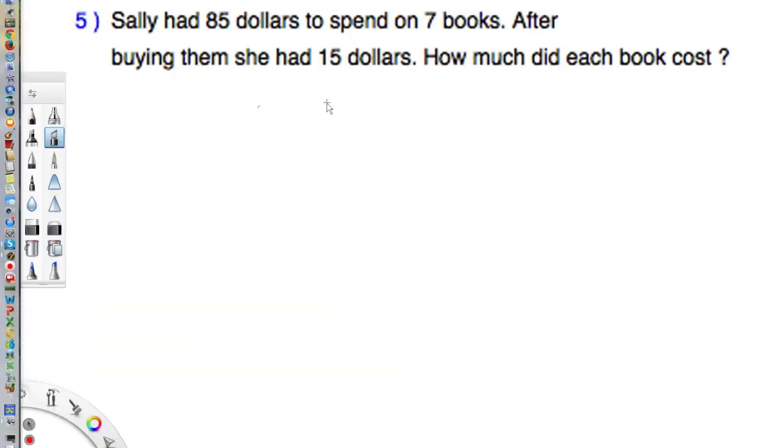Our 2-step equation word problems. It says Sally had $85 to spend, so she started out with $85, and to spend on 7 books, so she's buying 7 books. After buying them, she had $15 left over. Sounds like we're doing multiplication and division here. She had $85 to start out with, then she bought 7 books. Buying, you're going to spend money, so that's taking money away from the $85. We don't know how much each book cost, but we know that after buying the 7 books, she had $15 left over.